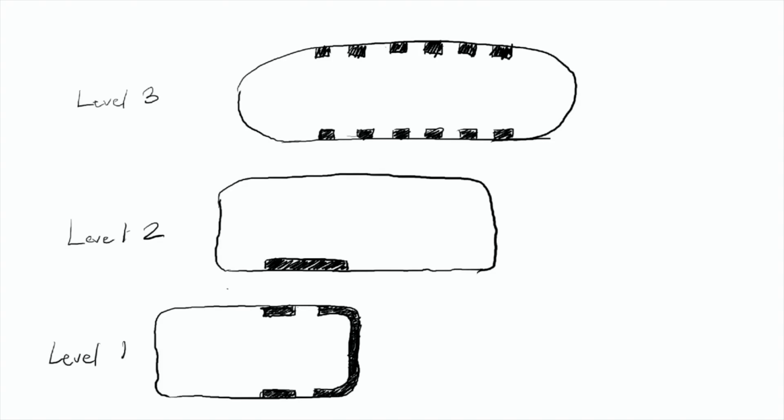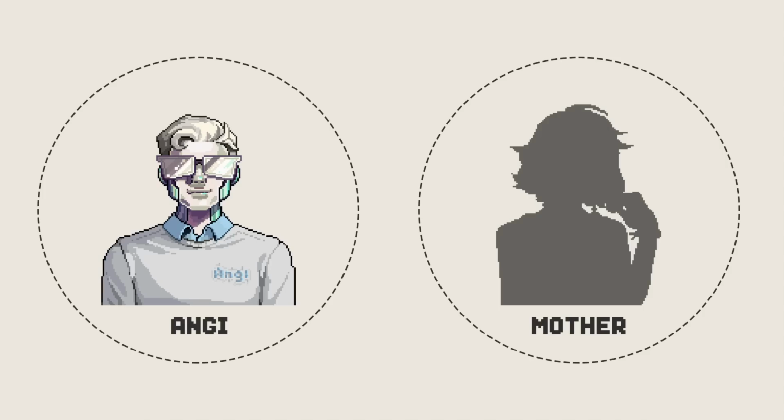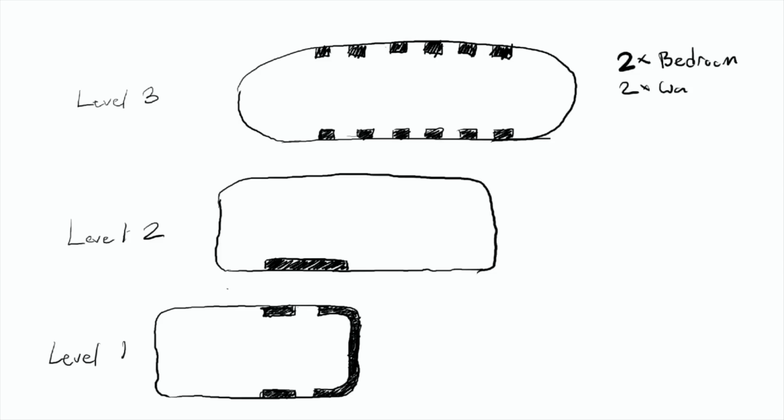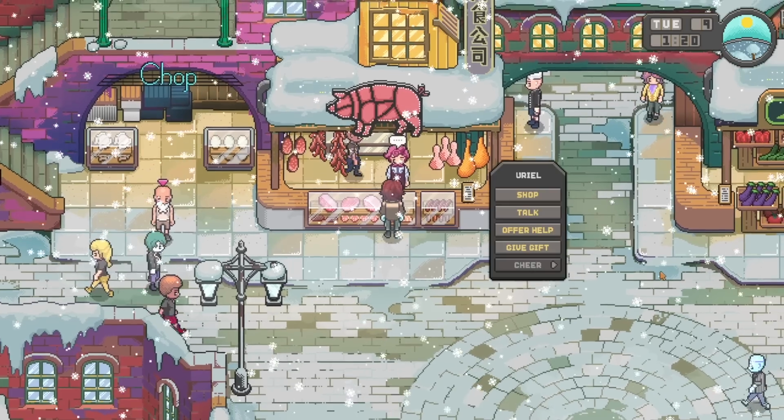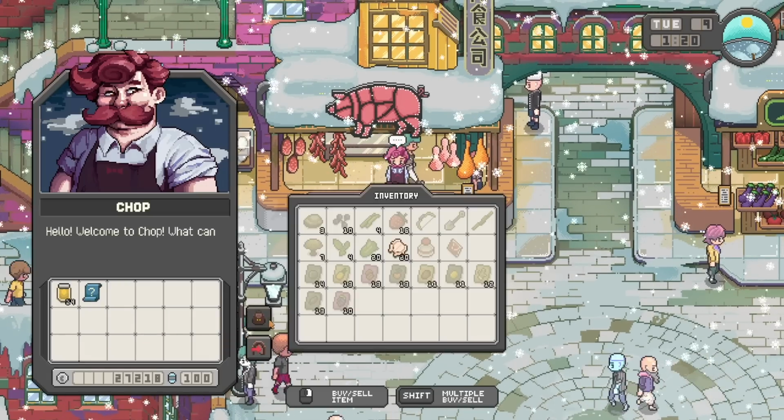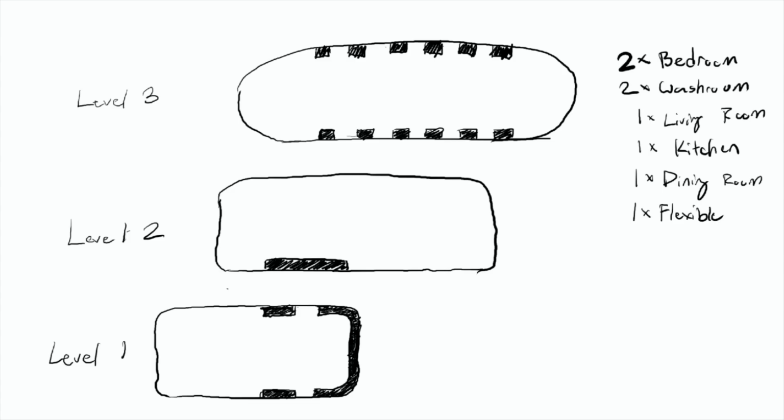Next, we need to decide what the programs are. Since we have 2 people living in it, we'll just stick to having 2 bedrooms and 2 washrooms. We will also need a living room, a kitchen, and a dining room. Fairly standard stuff. In the game, Angie will eventually open a shop in this house, so we'll need a big flexible space so that he can set up a shop.